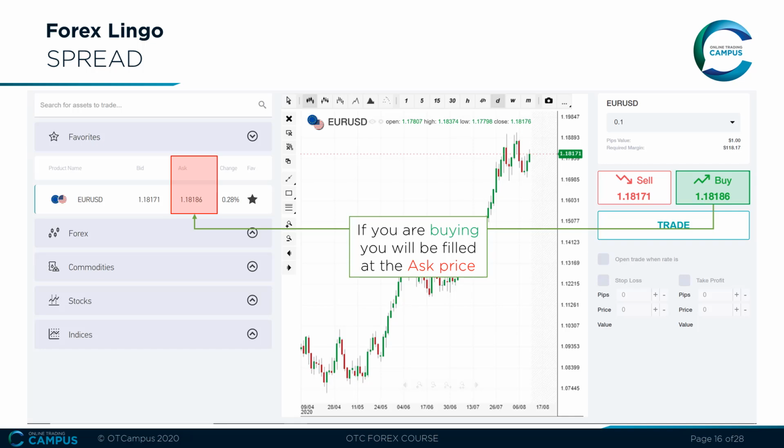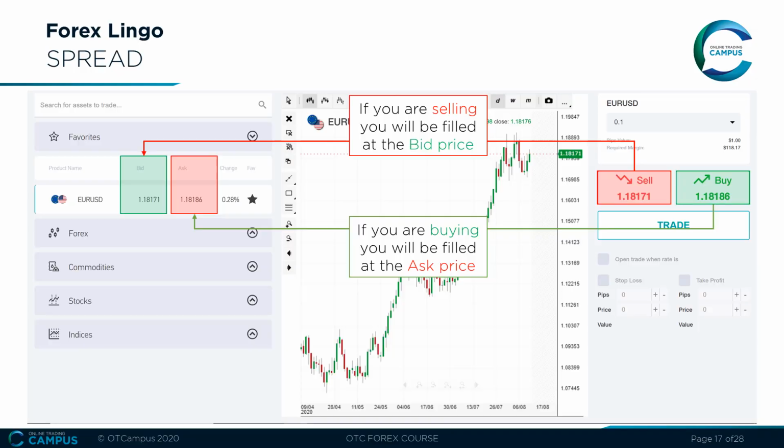So where it says ask, this is the price you're watching for your buy order to be filled. And vice versa, if you're selling, you will be filled at the bid price, meaning the sell button to the right shows you the price at which you can sell, which is the bid price. So where it says bid, this is the price you're watching for your sell order to be filled. I want to tell you this because I want to eliminate confusion going forward.